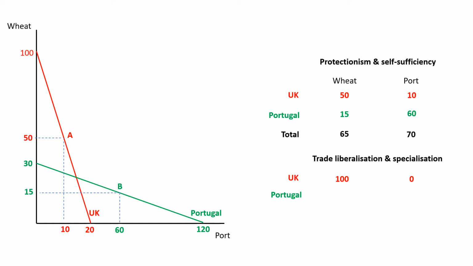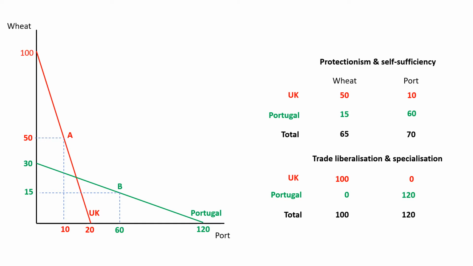Portugal, in contrast, they're going to give up trying to produce wheat. It's too hot there. They're not very efficient. Factor productivity producing wheat in Portugal is very low. Factor productivity, in contrast, producing port is a lot better, far higher. So it clearly makes sense for Portugal to produce no wheat and put everything into producing port. So you can see that if we do that, the combined output of wheat will increase from 65 to 100 units, and also the output of port was 70, it will now be 120.